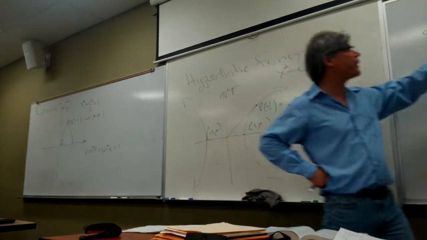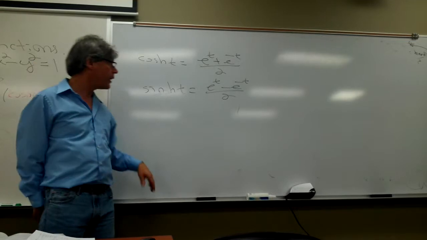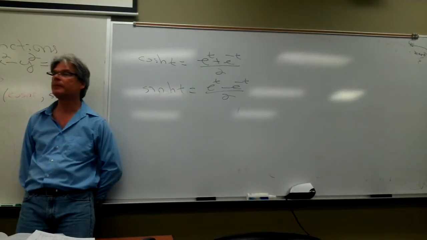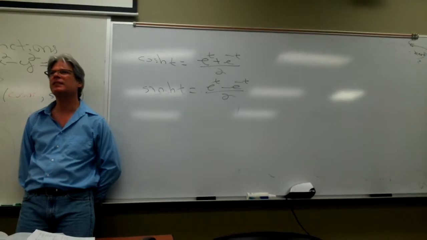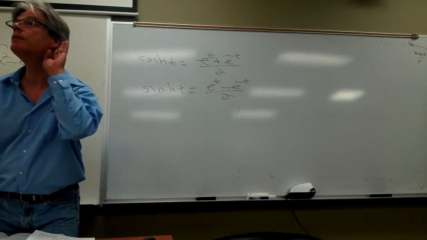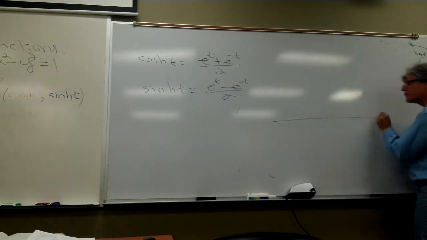To graph this right here, what am I going to do to sketch the graph out of thin air? Even if you've never seen this before, how should I graph this? Plug in values for t. I always get tired when I do that. I make silly mistakes. Very nice. For hyperbolic cosine, let's do this.